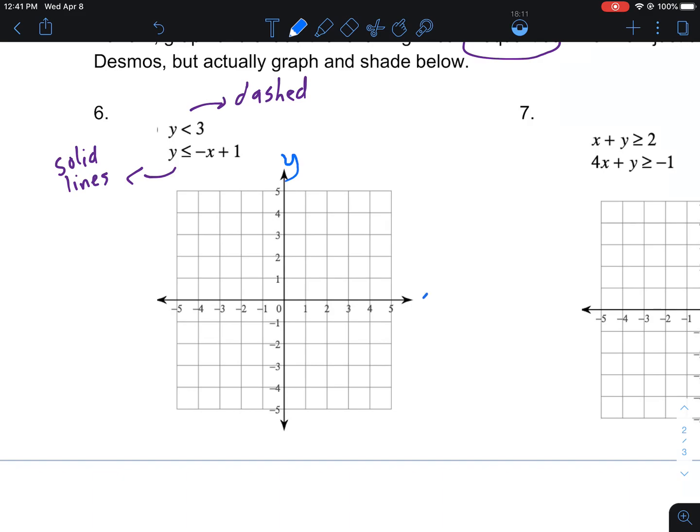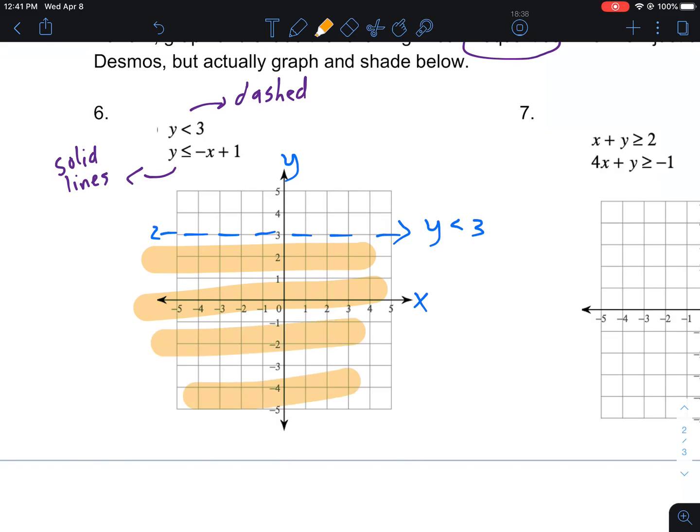Remember, this is your y-axis, this is your x-axis. So y less than 3 is basically like a horizontal line. If you're ever confused, imagine it was y equals 3. Y equals 3 is this line right here. It's a horizontal line because it cuts through the y-axis. However, we want less than 3, so we know we need to shade below in this case. So we would be shading in this region here.